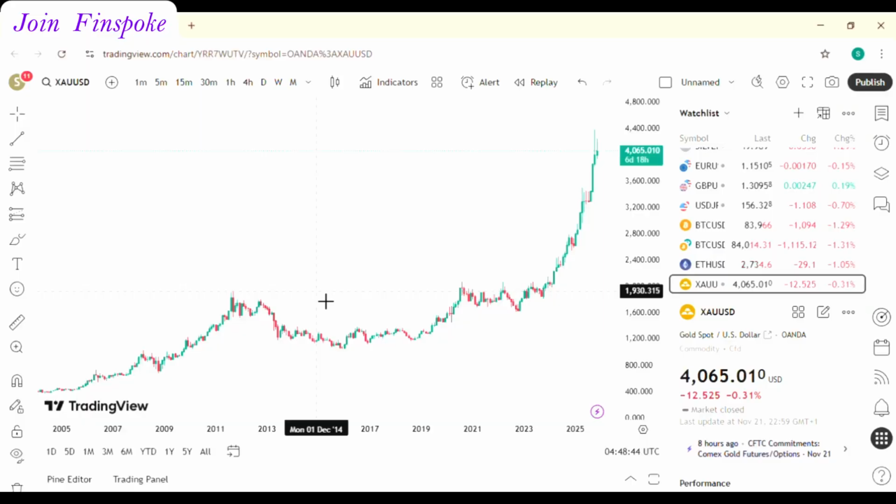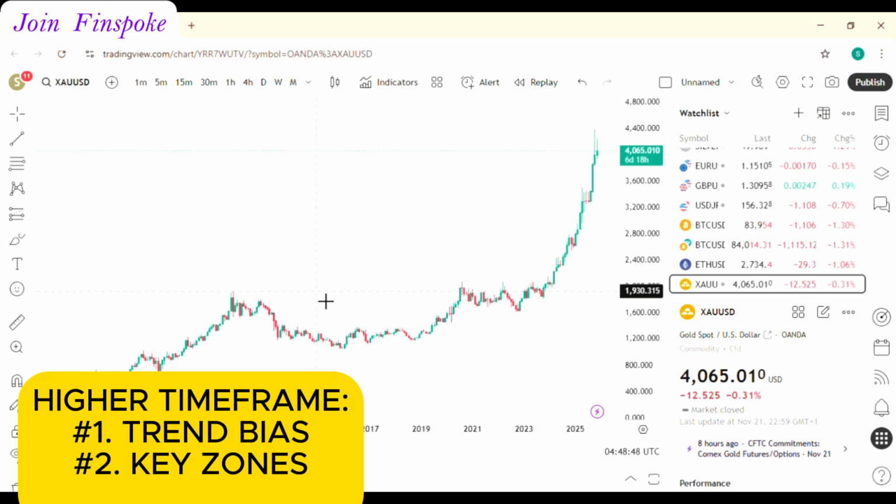Let's jump straight into the chart. The first thing to do is to go to the higher time frame. This is the first thing professional traders do. The higher time frame shows you the overall direction of the market.